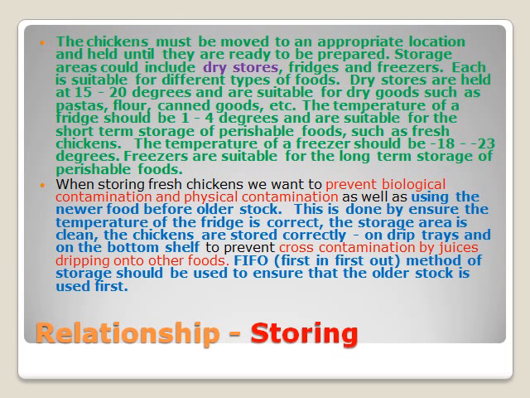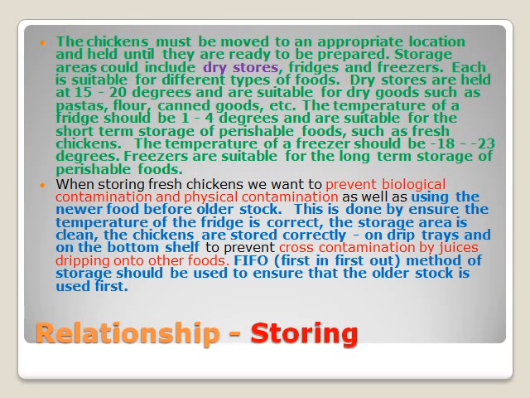Let's look at one more. The relationship is storing. The definition we provide is: the chickens must be moved to an appropriate location and held until they're ready to be prepared. Storage areas could include dry stores, fridges, and freezers. Each is suitable to different kinds of food.